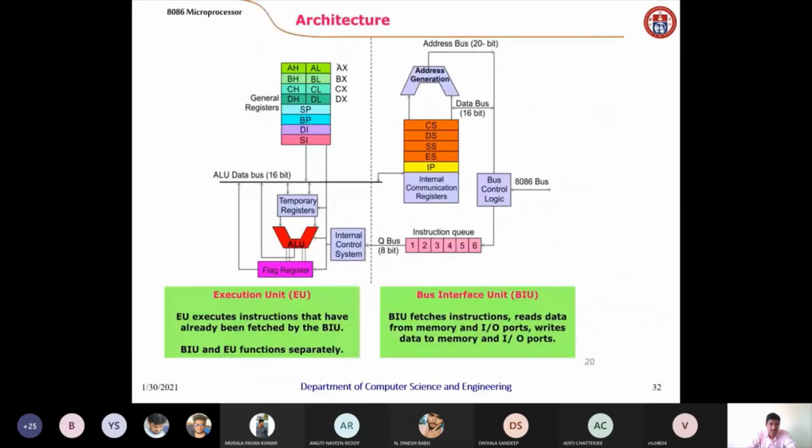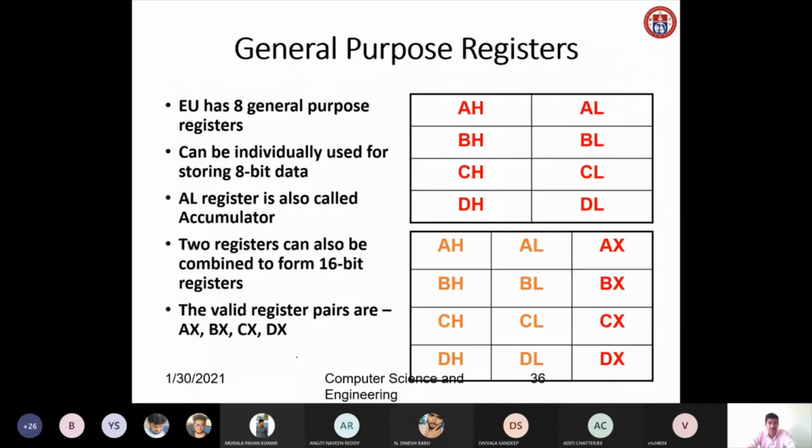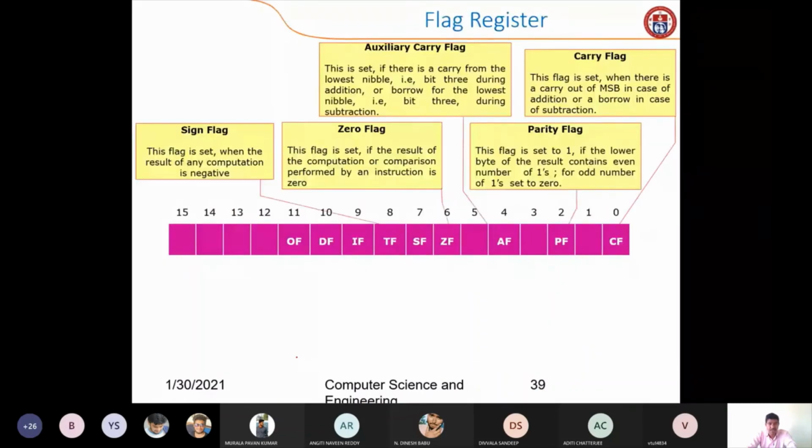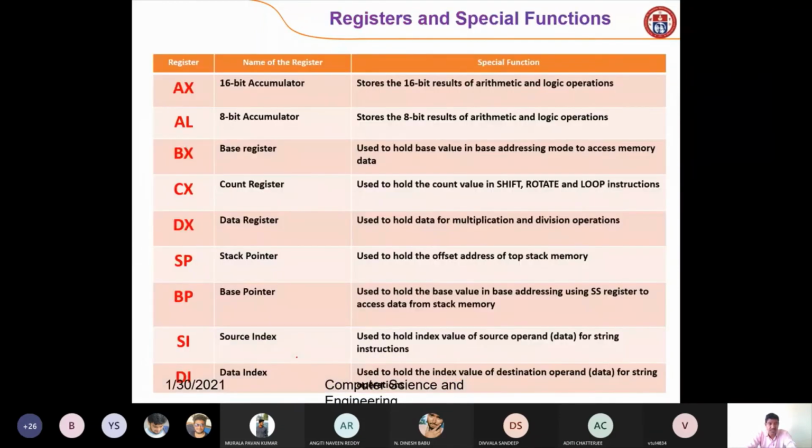So here BX, and here you can see that BP. I already told about what is meant by BP. BP means it is a base pointer. This we already discussed. You can see here the general purpose register. BX means it is a base register. The purpose of this base register is that it is used to hold the base value in the base addressing mode to access the memory data.